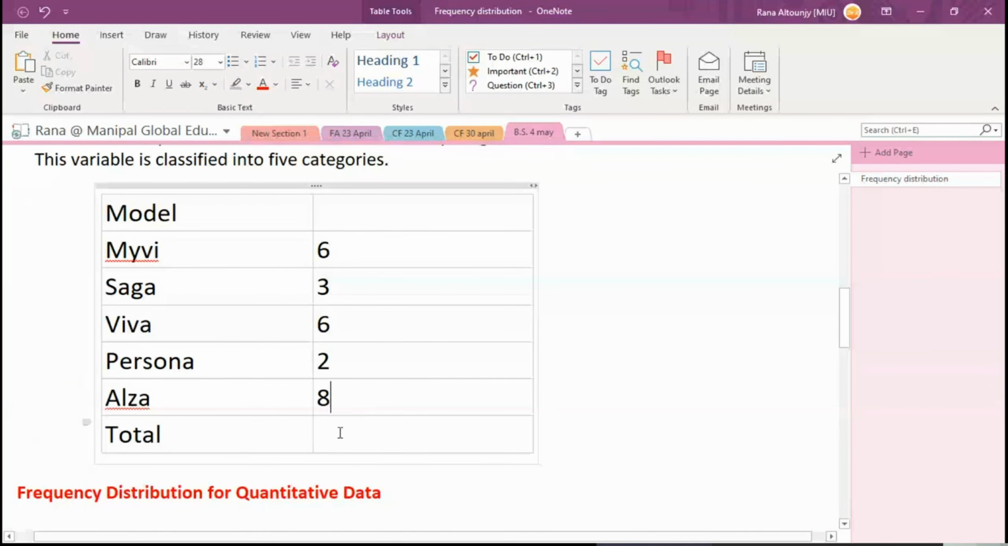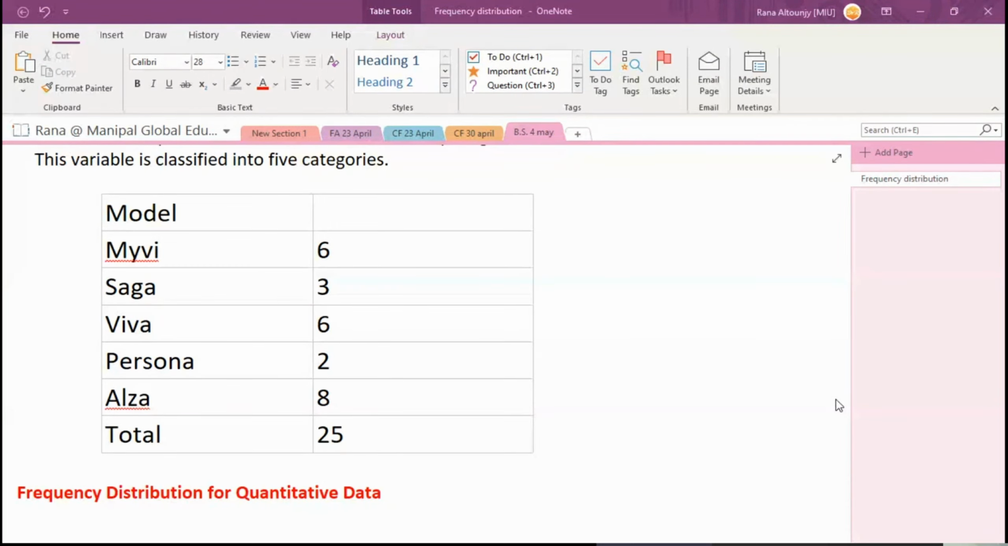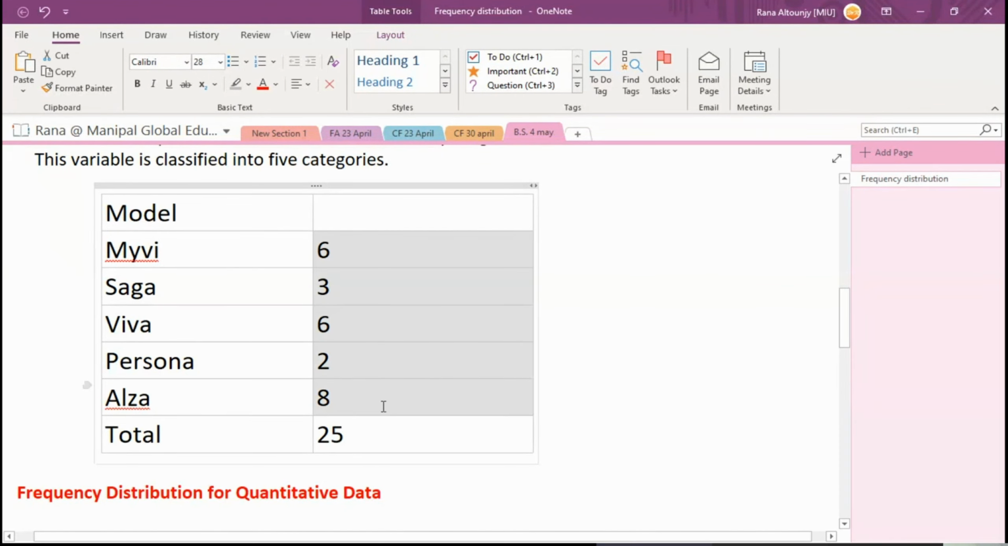25. Perfect. The total should be 25 because it's just the total number of respondents. So these numbers which you are seeing here, we call it the frequency distribution. It means each one of these categories, how many times being selected by our respondents.